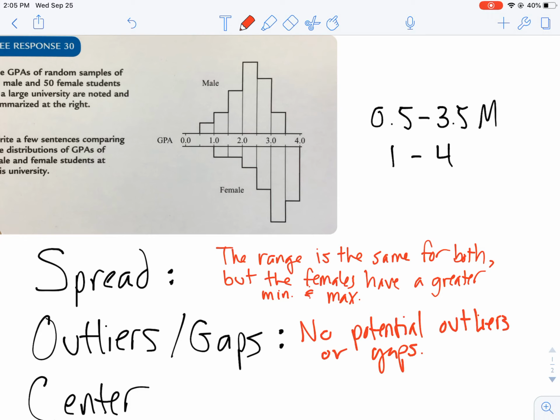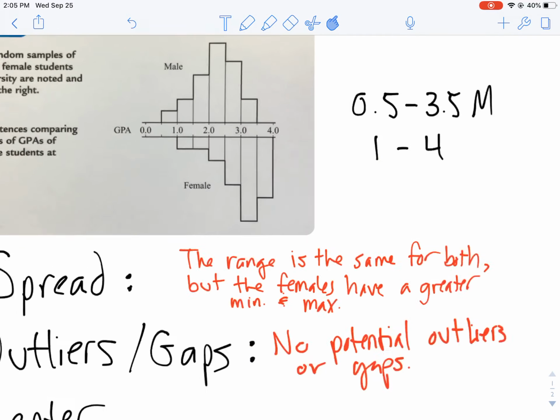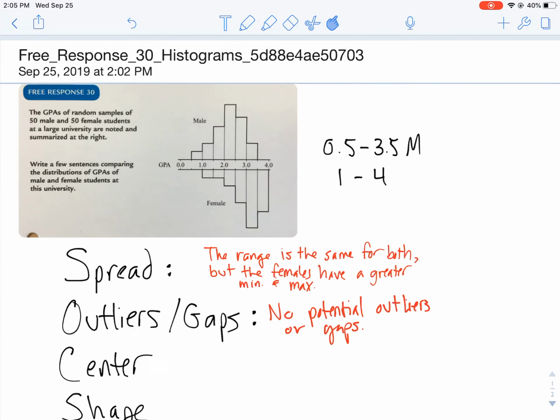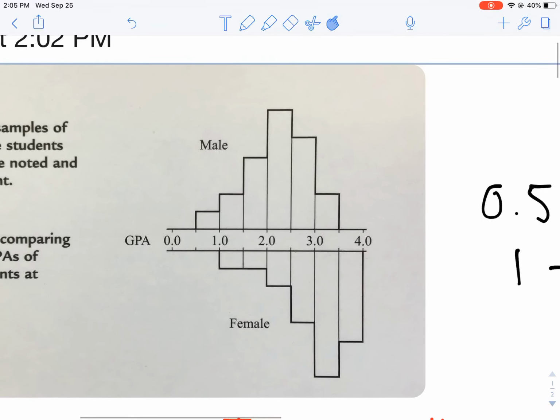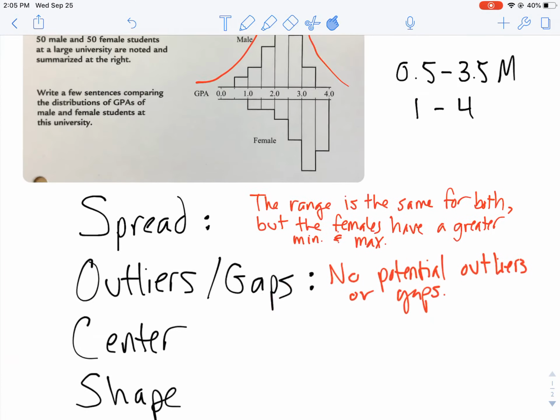Now, as far as the center goes, I can approximate my center here. There are a couple ways I can go with this. I know it's 50 and 50, but they don't give me the exact numbers for each GPA. Like, I don't know how many have between 0.5 and 1. I might be able to speculate a bit. What I'm going to do is look at the distribution here, and this distribution looks somewhat normal-ish. So I can speculate that my median's probably going to be right around here, maybe about 2.5-ish. So for the males, my median's going to be about 2.5.